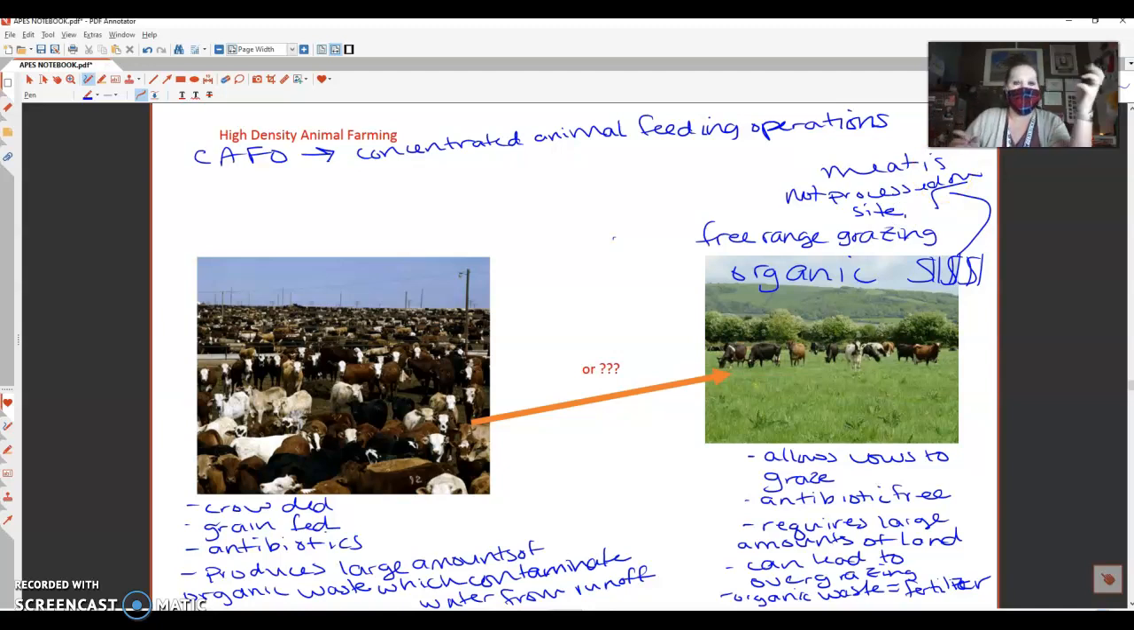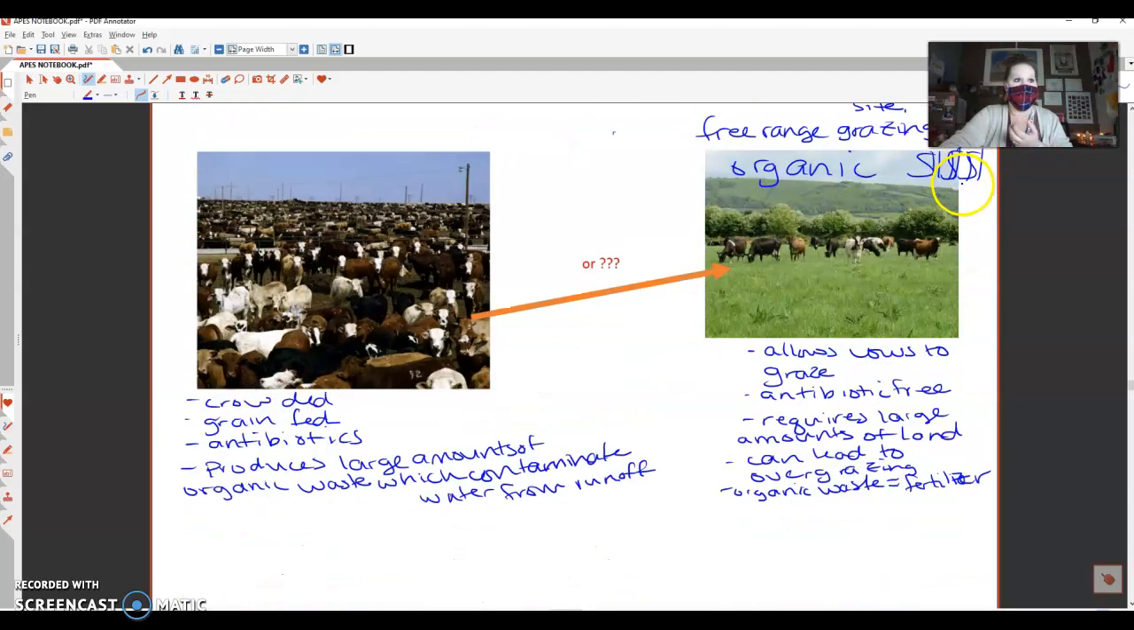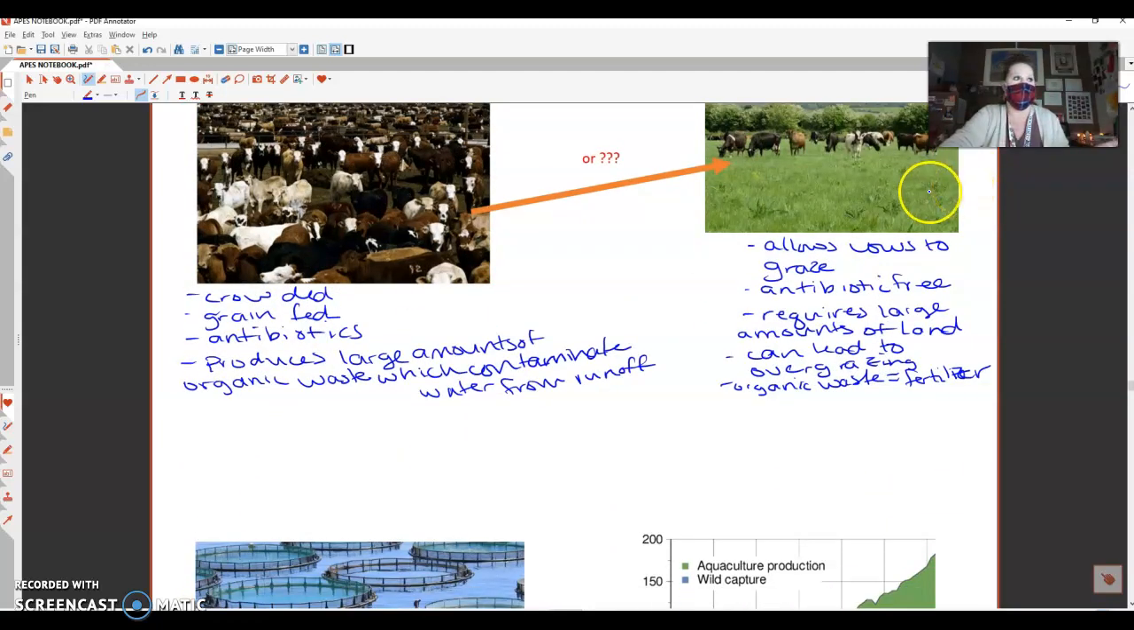Now, as a consumer, you guys are about to go out into the world and buy your own food. Which one would you rather eat? The high density animal farming or the organic? That is your choice to make as a future consumer in a grocery store. Now, when you're living at your parents' house, you don't have much choice. You just eat what they buy, and honestly, do I buy organic meat all the time? No, because I live on a budget as well. So I understand that.